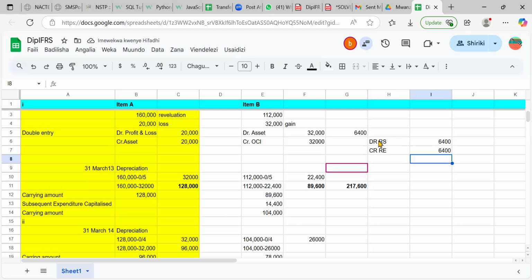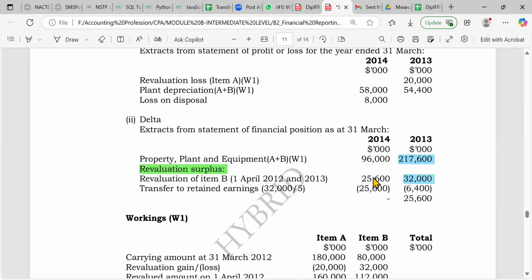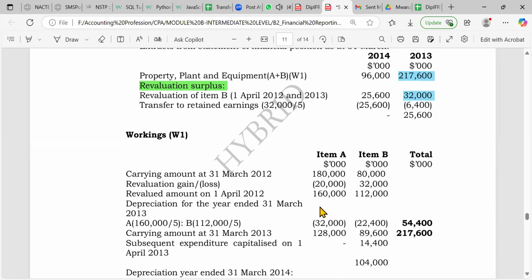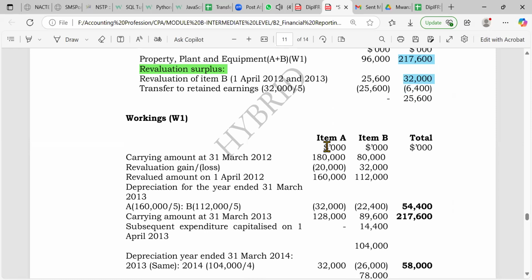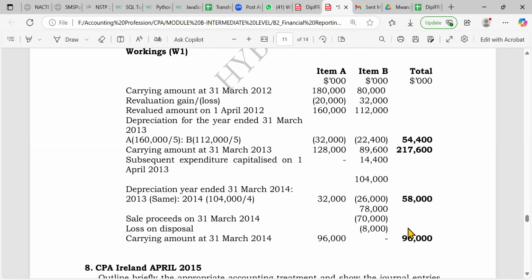That's why we will have to go to revaluation surplus and reduce it by 6,400. If you come here, you can see it says transfer to retained earnings, meaning 32,000 divided by 5, we have this 6,400 and it's done. You see the way I did this working? You can be doing the working like this. You just go all the way, and then you proceed.